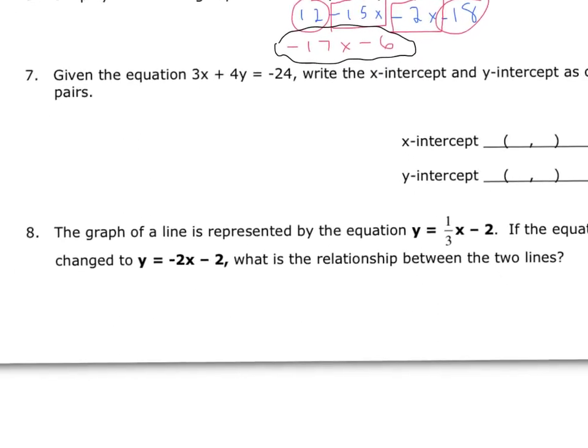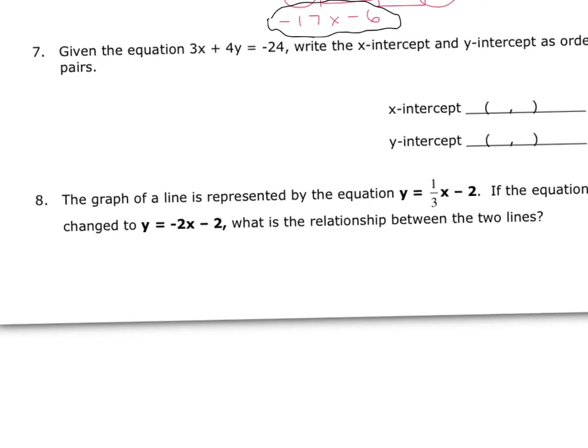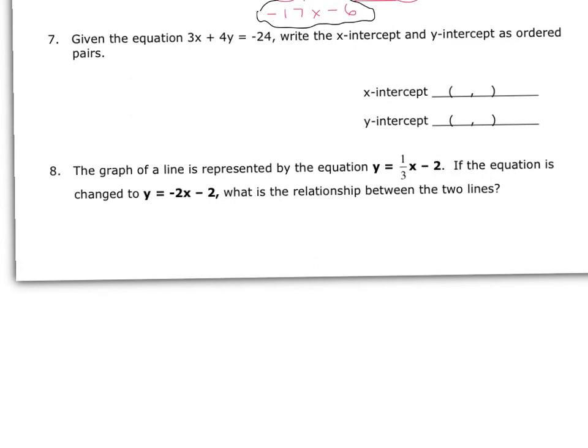Alright, given the equation 3x plus 4y equals negative 24, write the x-intercept and y-intercept as ordered pairs. Okay, so to get x and y-intercepts, we know anytime we see the word intercept, that one of the values in the ordered pair is going to be 0. So either the x is 0 or the y is going to be 0. So if I'm looking for the x-intercept, I'm looking for the value of x when the y is 0.